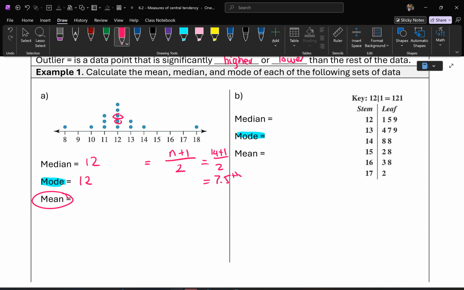Now, mean is a bit trickier. I want you to now think about how would you find the mean? You told me mean is average. Average is add all numbers together and divide by number of numbers. We already know there's 14 numbers. But what do you add? Archie, what do you think? How do I find the mean just by looking at this graph? So I found the mode, I found the median, but how would you find the mean?